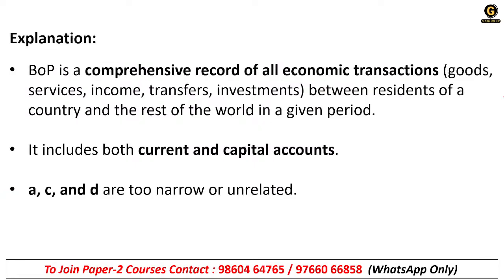Clear? See here. The BOP is a comprehensive record of all economic transactions like goods, services, income, transfer, and investment. These are the components of the BOP which are considered in the BOP calculation, between the residents of a country and the rest of the world in the given period, right? It includes both current and capital account. So basically when calculating the BOP, we need to calculate the current account and capital account. There are different terms in current account and capital account. Later we will discuss.